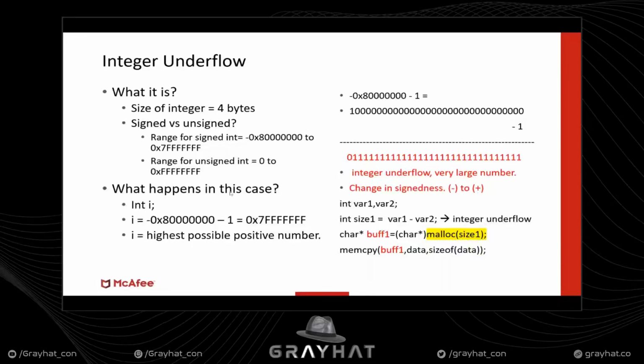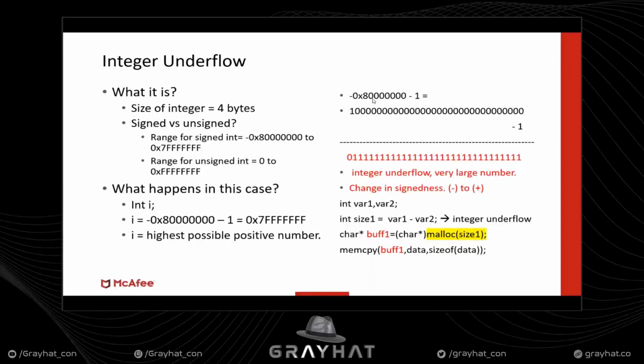Now what happens in this case when there is one signed integer and it already holds the minimum possible value, that is -80000000, and if the program subtracts 1 from that? Let's see it on the right hand side over here.